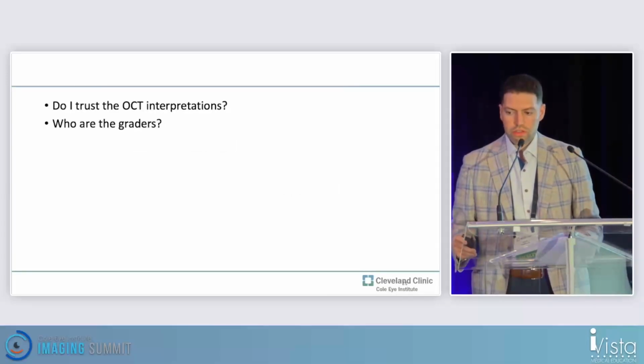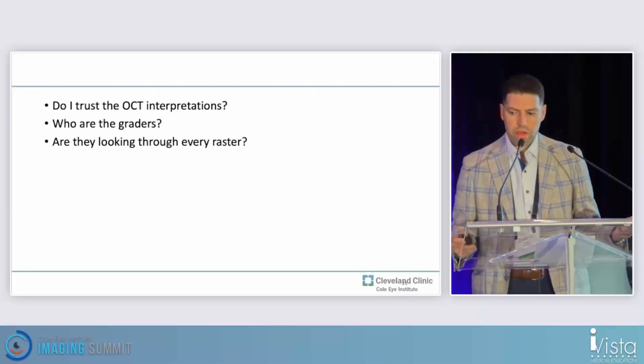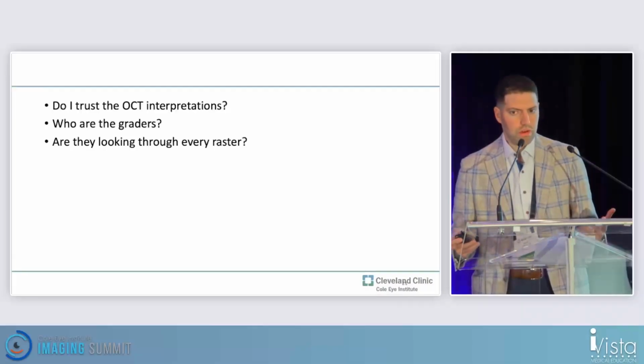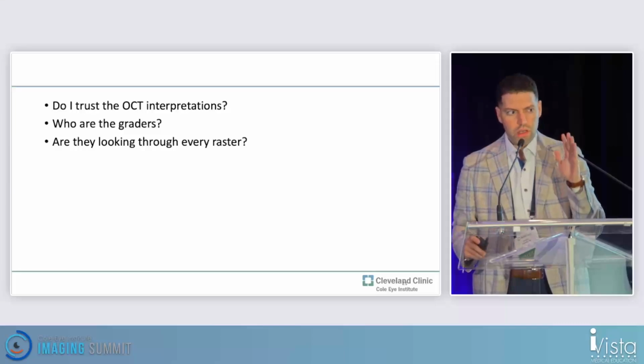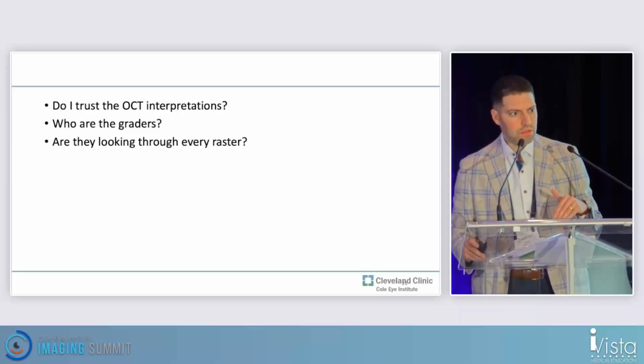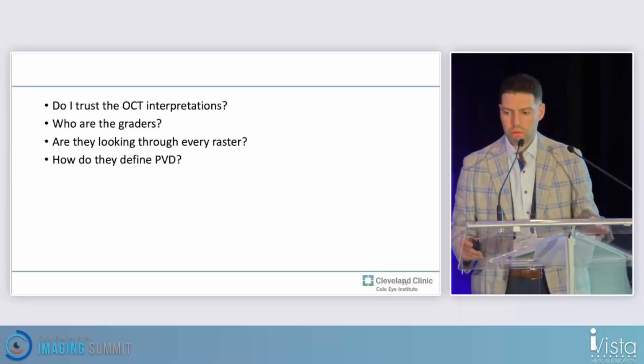So do I trust the OCT interpretations? Who are the graders of these studies? Are they really looking through every raster? In cases where I'm not sure, almost always you can tell by one or two rasters, but in cases where I'm not sure, I scroll all the way through all the rasters, and you can usually tell then and be pretty sure what's going on.